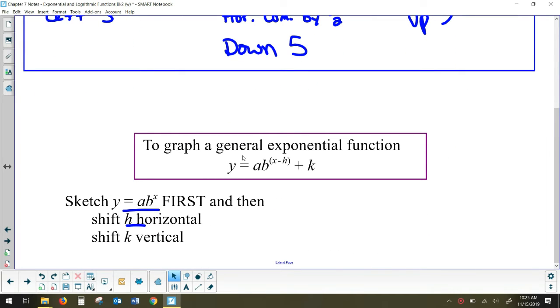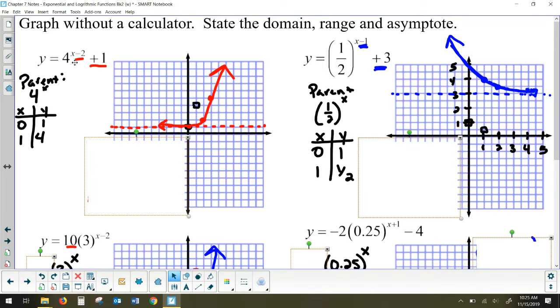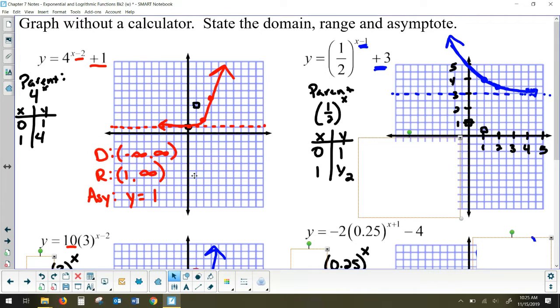So first, when you're graphing exponential functions, you are going to graph a times b to the power of x. B to the power of x is going to be your parent function. So we move on. 4 to the power of x is your parent function. We have minus 2 plus 1. So you're going to the right 2 and up 1, giving you a domain and range.